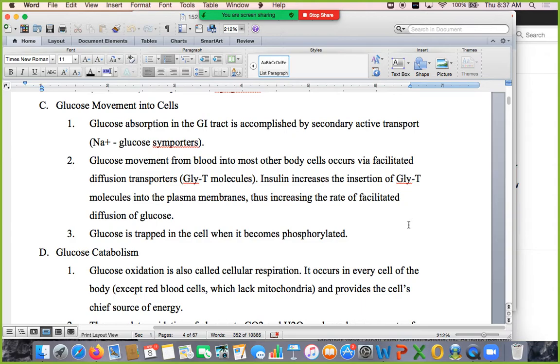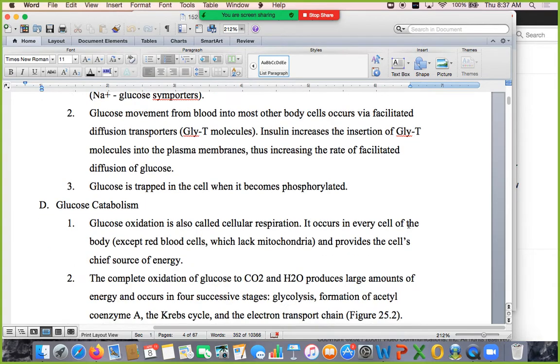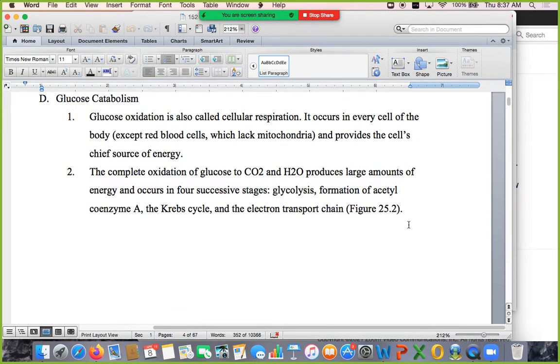And as we talked about insulin previously in regulation of blood glucose levels, we talked about how insulin helps with the uptake of glucose. It does that by inserting those diffusion transporters into the plasma membrane, which facilitates the uptake of glucose into the cells, right? And once it goes into the cells, it's going to have a little phosphorylation event that occurs. Once that phosphorylation event occurs, that glucose becomes trapped within the cell. At that point, it's going to be targeted for cellular respiration.